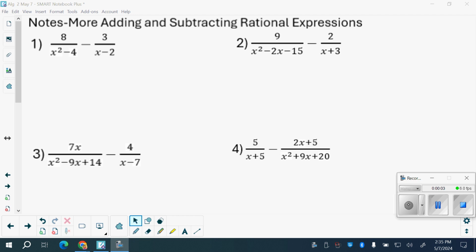Okay, so this is just like what we did yesterday, the way it starts out. So can either one of these denominators be factored? Yes. Which one?